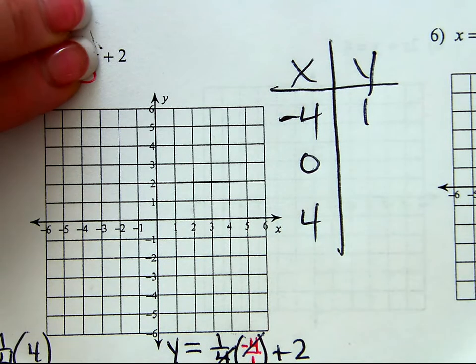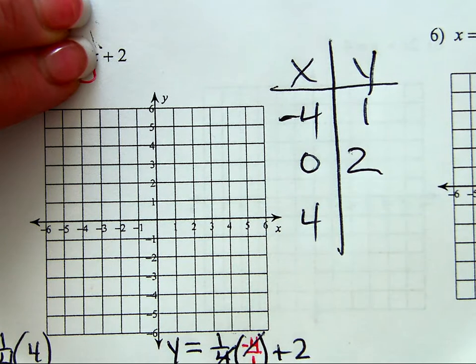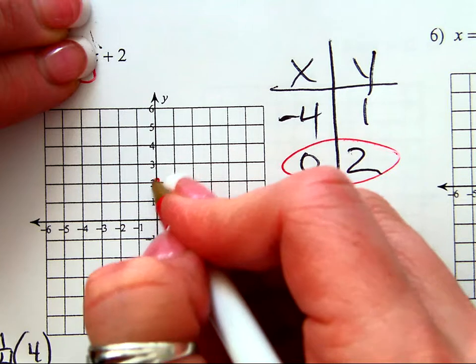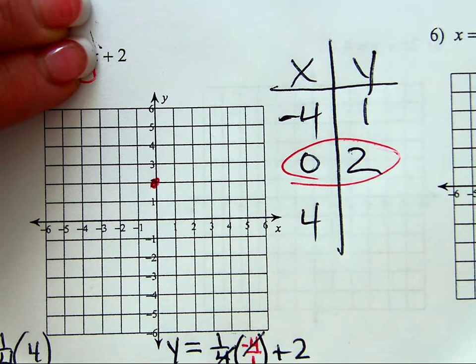Here's why I like 0, because 0 times anything, especially fractions, makes it disappear. That fraction is gone. And what's 0 plus 2? 2. I knew that because that's my y-intercept. I know it's going to go right here. Okay? And then now, here's the other thing.